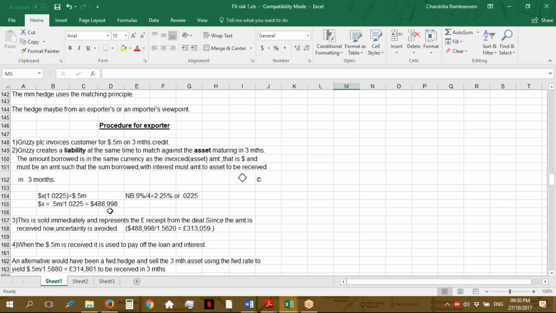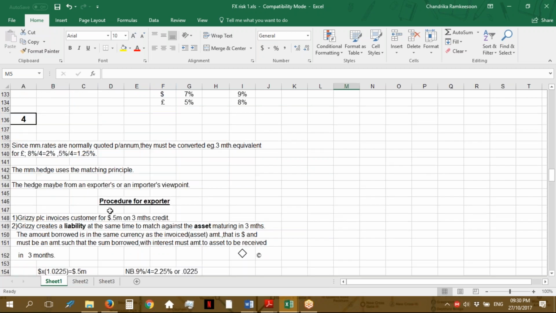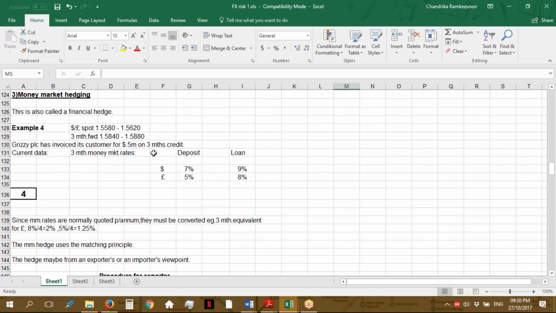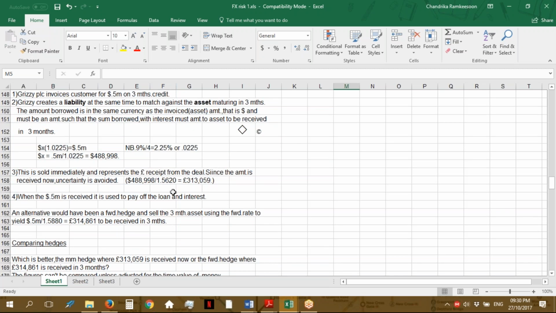But since Guzzi is a British firm, they don't want dollars, they want sterling. So this is sold immediately and represents the sterling receipt from the deal. And since it's sold immediately, the bank will buy it. Notice, they sell, bank buys. Of course, this is the spot buying rate for the bank. That is what it will be converted at, and they will get £313,059 in their hands today. When the $500,000 is received, it is used to pay off the loan and the interest.